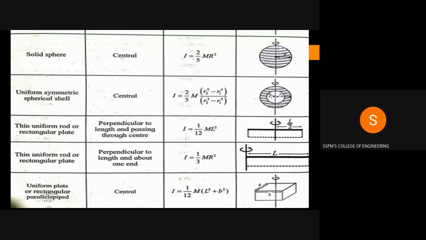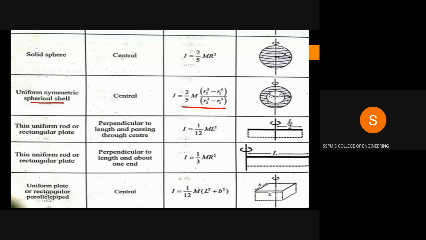Then for a uniform symmetric spherical shell, where the inner radius is r1 and outer radius is r2, this is the formula for moment of inertia: 2 by 5 m (r2 raised to 5 minus r1 raised to 5) upon (r2 cube minus r1 cube).